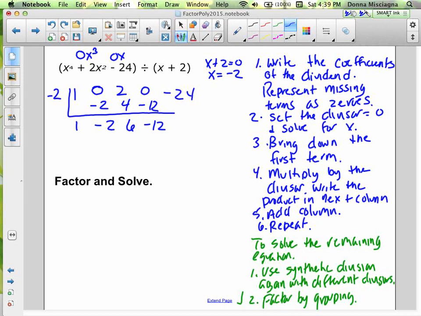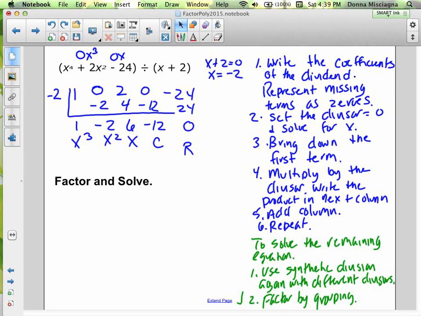So you see the steps are really very easy as long as you remember them. Negative 12 times negative 2 is a positive 24, and that gives us a remainder of 0. So remember, the last column is the remainder. After that, we have the constant term, x, x squared, and x cubed.